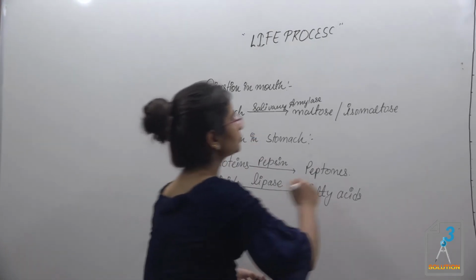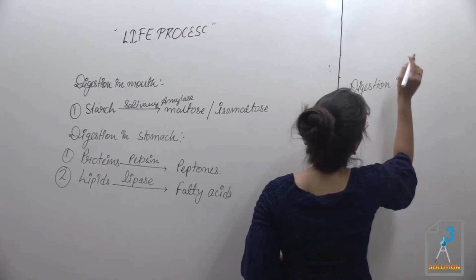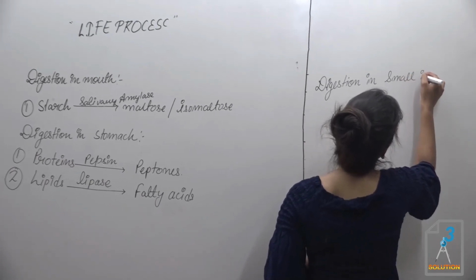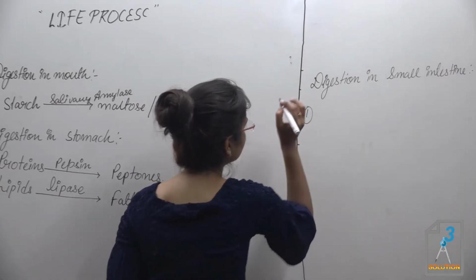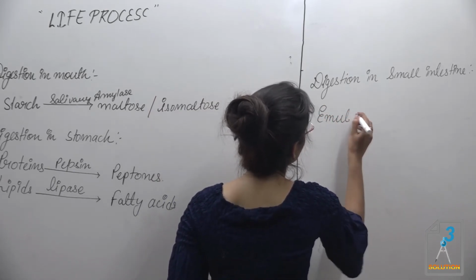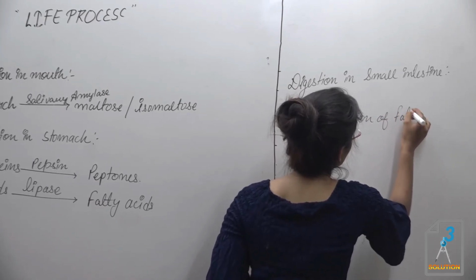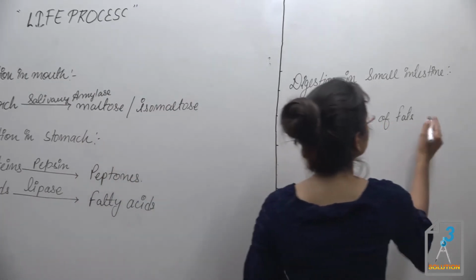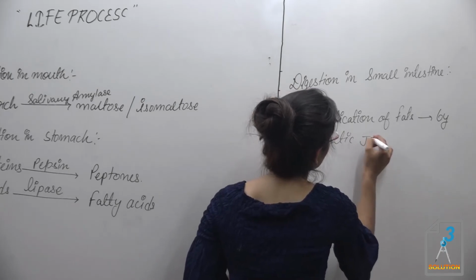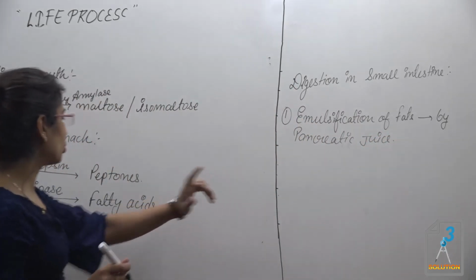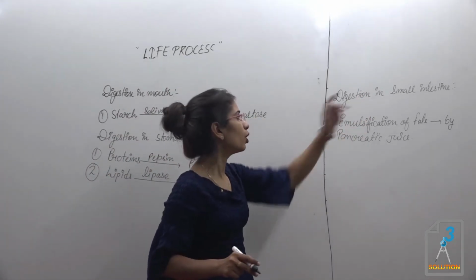Next up we have digestion in the small intestine. First, the emulsification of fat. Emulsification of fat is performed by pancreatic juice. Also, the partially digested protein which still remains after the digestion in the stomach will be digested inside the small intestine.